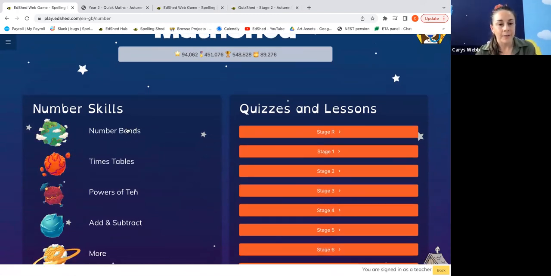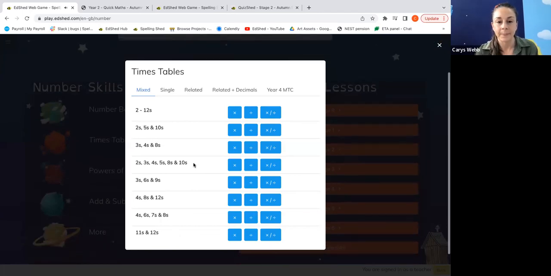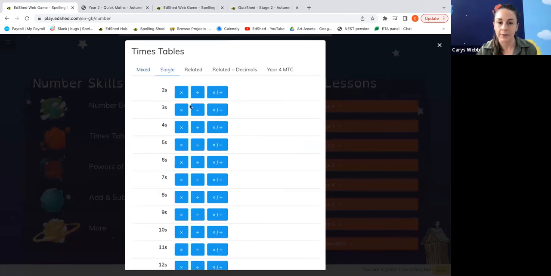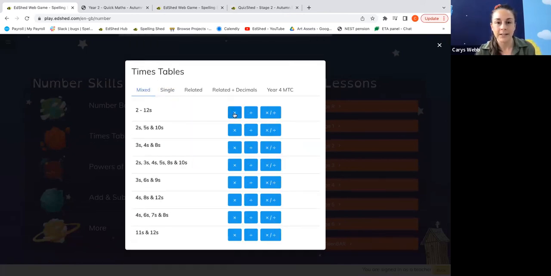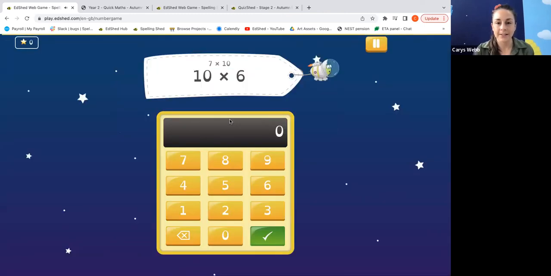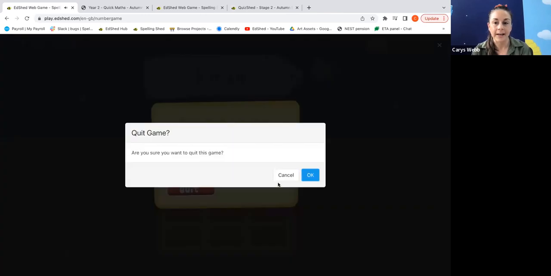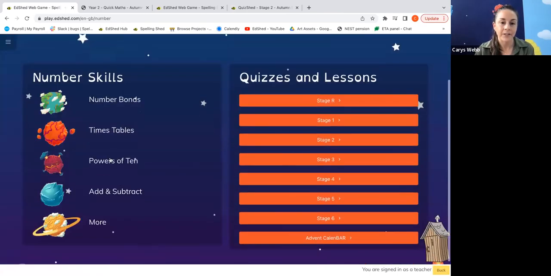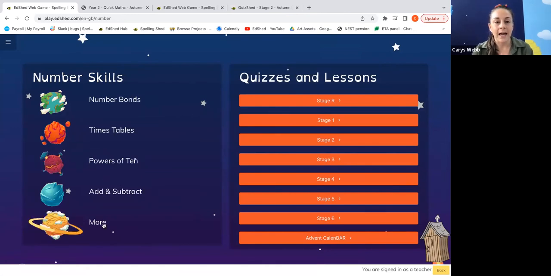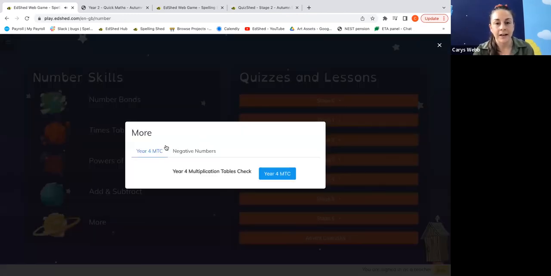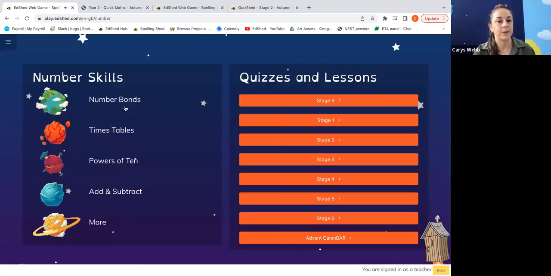The fluency section, which we haven't looked at just yet, has things such as times tables and number bonds. So you can set, as a teacher, an assignment for a single times table if you're going through them, or maybe mixed ones. And they have games such as this, which the pupils can play against the timer at the top. And we have those with number bonds as well, and addition and subtraction, and powers of 10, so timesing by 10, hundreds and thousands. And we also have a multiplication times table check for year 4 as well, which is in that exact same structure that I just showed you then.